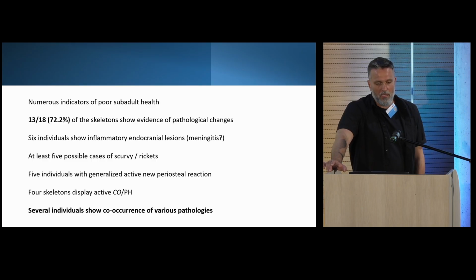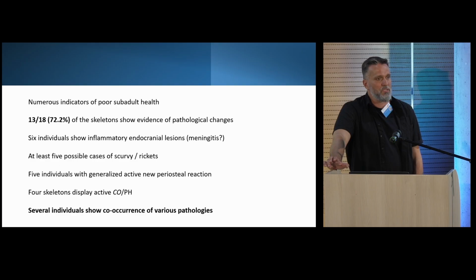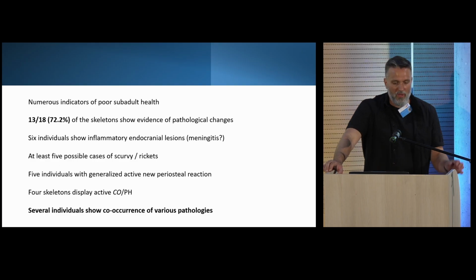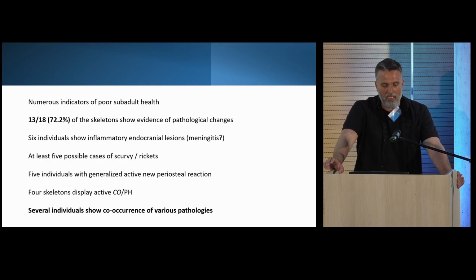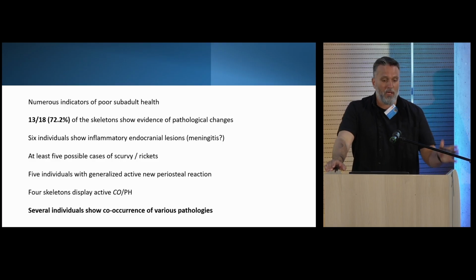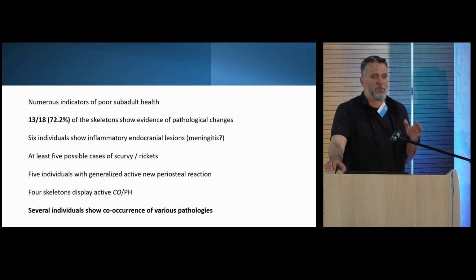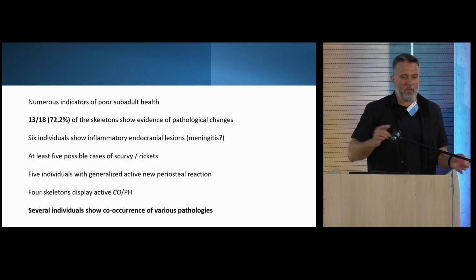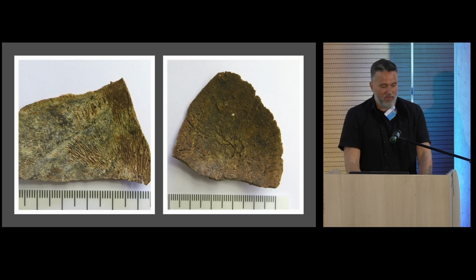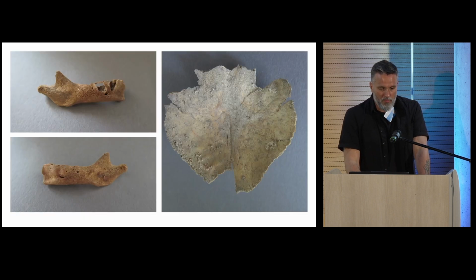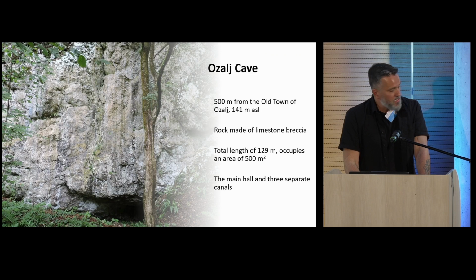We have at least 5 cases of metabolic disorders such as scurvy and rickets. We have 5 individuals with generalized active new periosteal reaction, and 4 skeletons that display active cribra orbitalia and/or porotic hyperostosis. And there are a lot of individuals that show co-occurrence of various pathologies. So not just 1, but 2 or 3. Just a couple of examples of these: you can see porosity on the mandible and changes on the endocranial side of the skull.